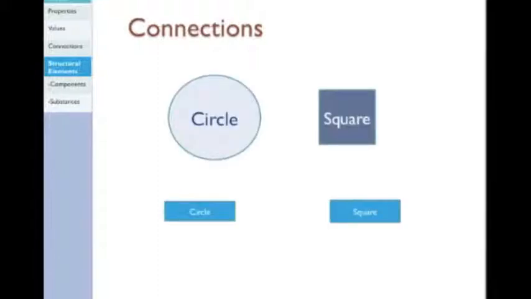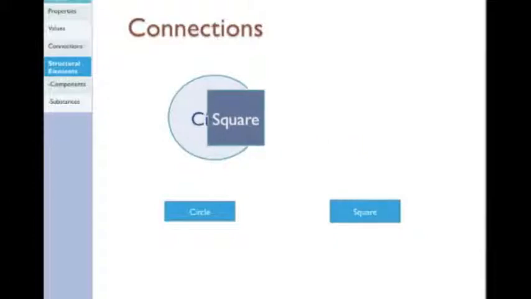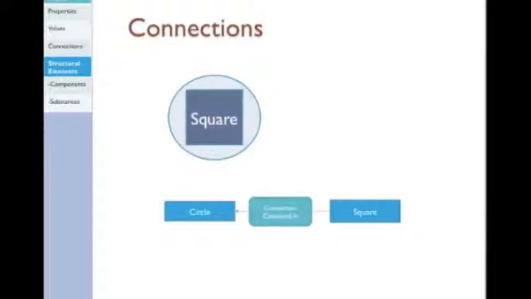Let's take the example of two components, circle and square. As they stand, they are not connected. But what if square was inside circle, like so? We say square is contained in circle. That is, square has a contained-in relationship with circle. We see the connection type is contained in, and the arrow points from square to circle to indicate that it is square that is contained in circle.